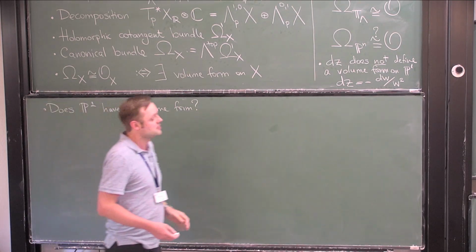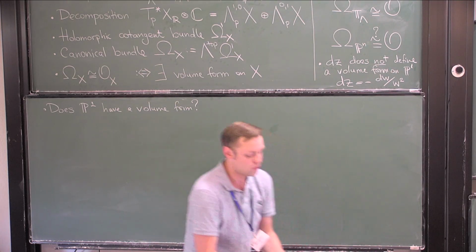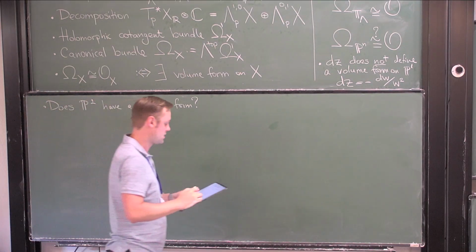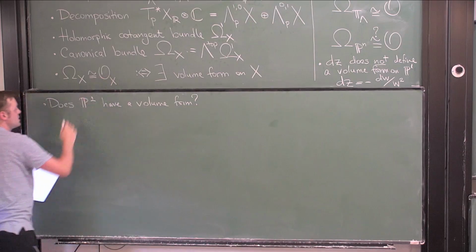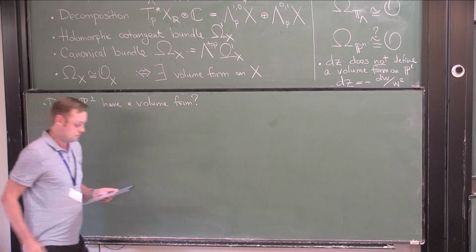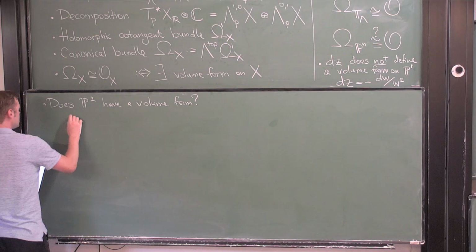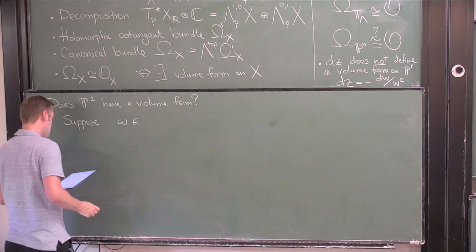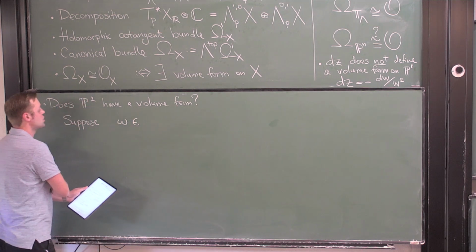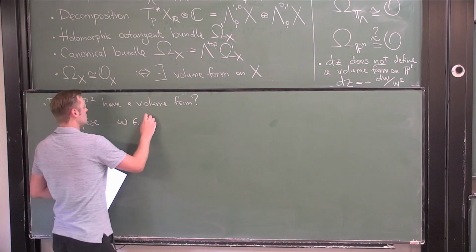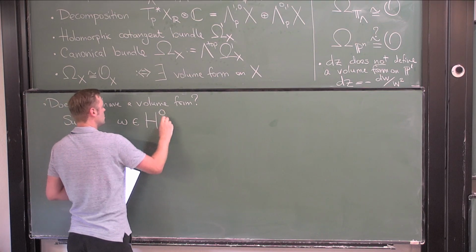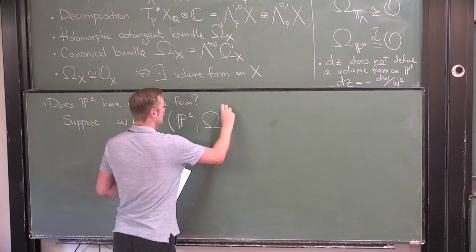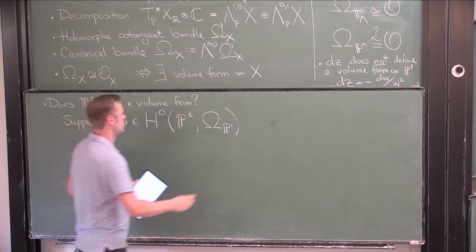And so that's very suggestive that P1 does not have a volume form, but let's try and prove this more or less rigorously. So the question is, does P1 have a volume form? This is where we ended. So let's see. Suppose it does. Suppose omega is a global non-vanishing holomorphic section of the canonical bundle on P1. Suppose this is a volume form.